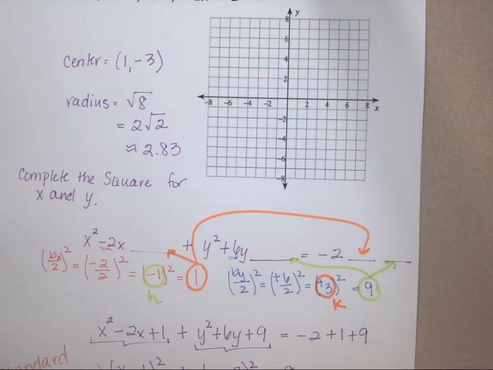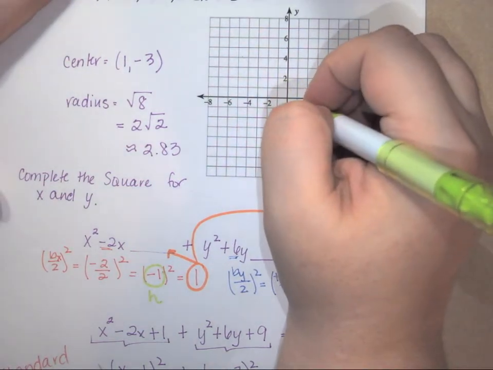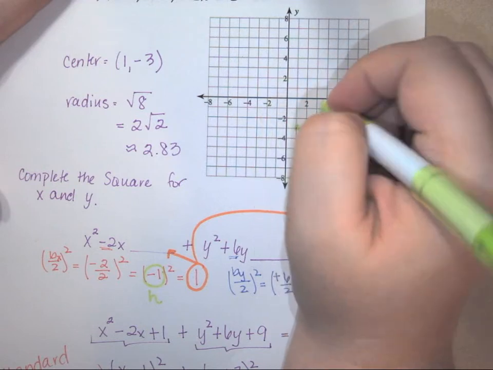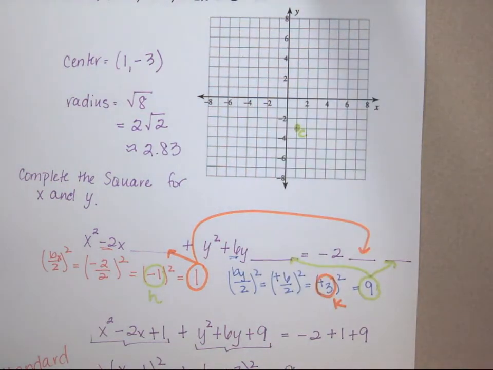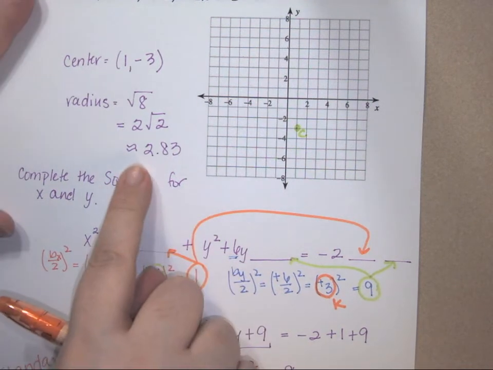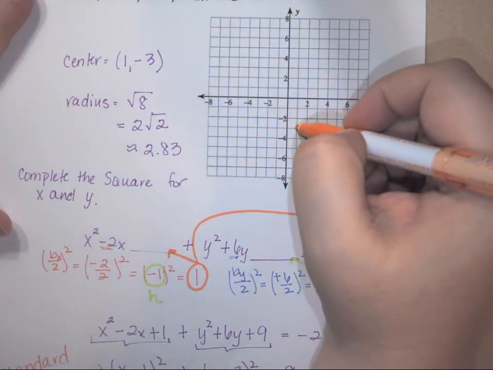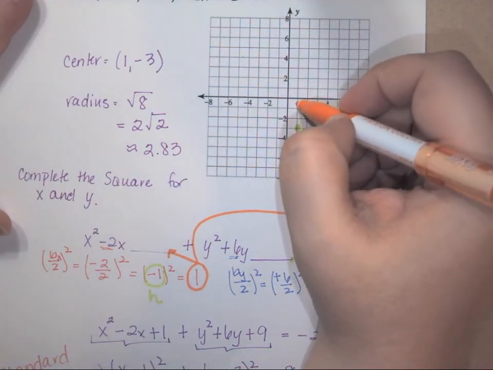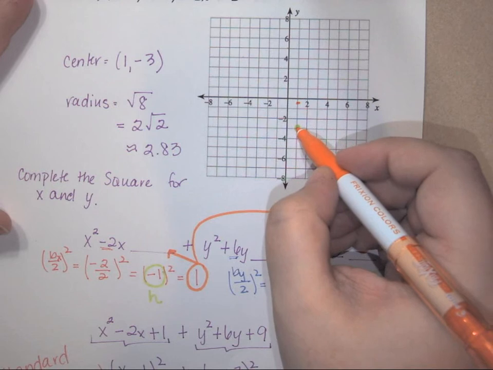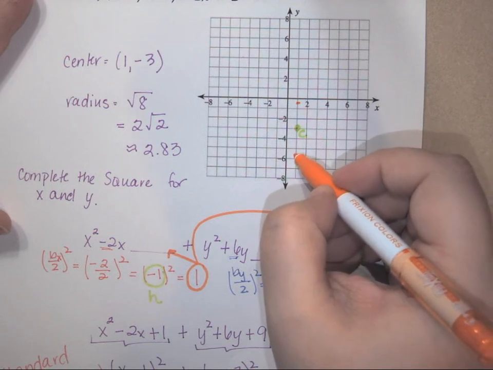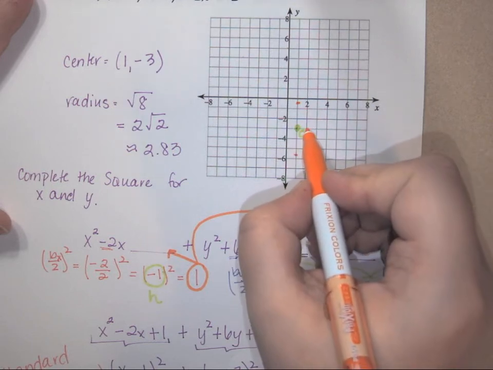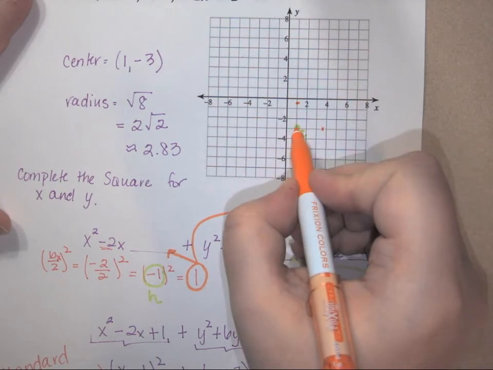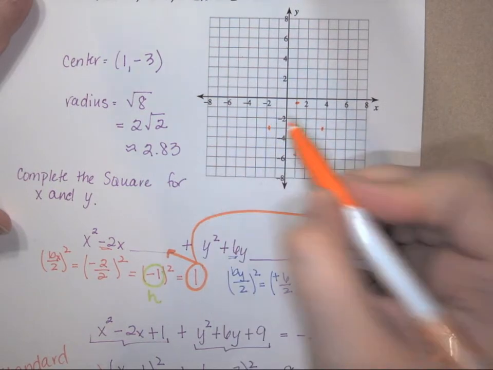So here I have everything I need in order to graph. The first thing is my center, which is at the point 1, -3. So this is my center point. Now just like before, I have my radius, which is almost 3. So I'm going to start at my center and go up 1, 2, almost 3. I'm going to start at my center and go 1, 2, almost 3 down. Start at the center, go 1, 2, almost 3 to the right, and 1, 2, almost 3 to the left.